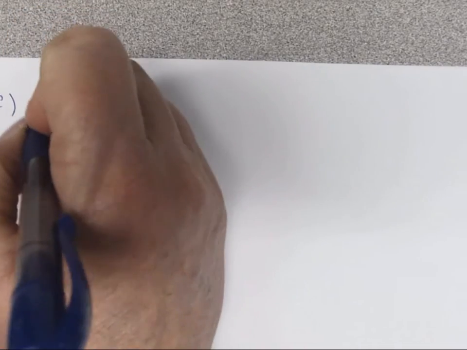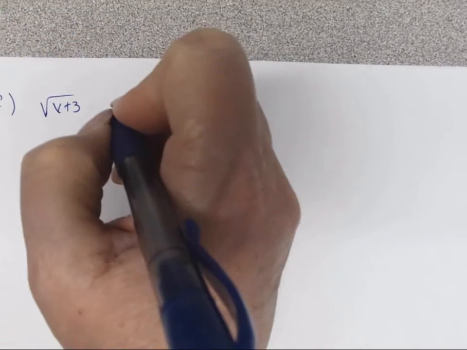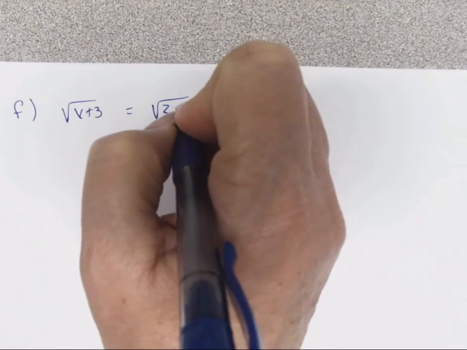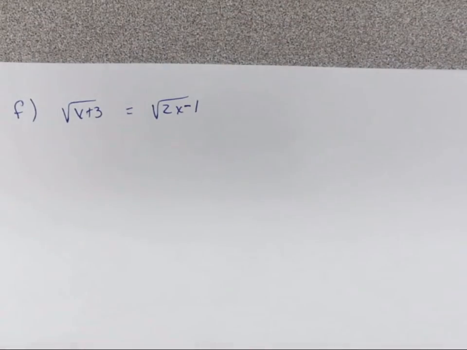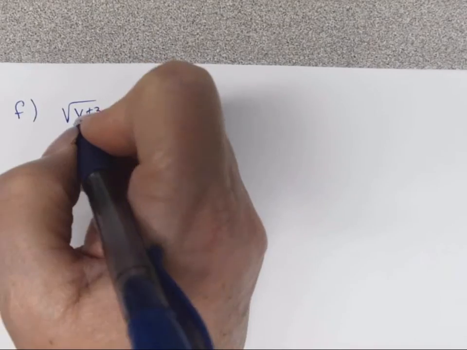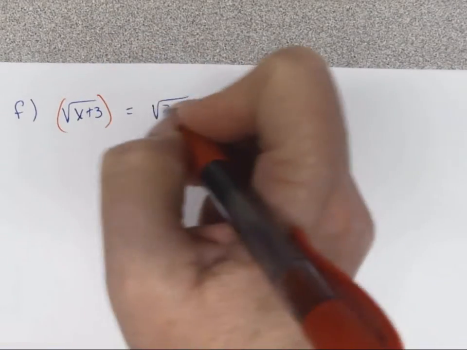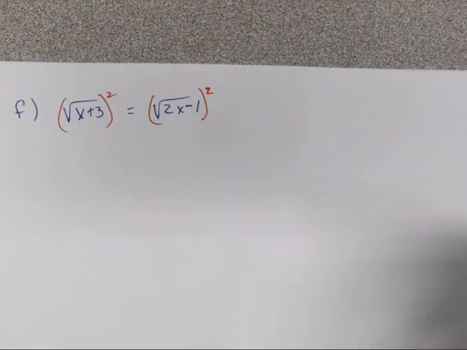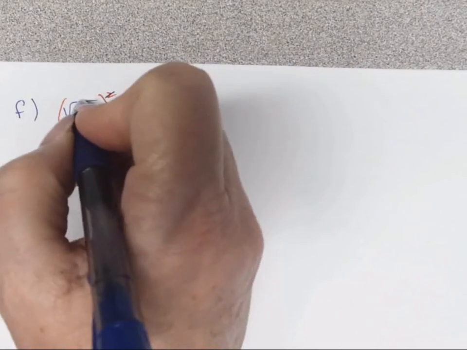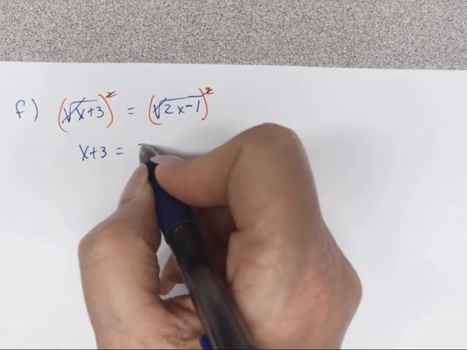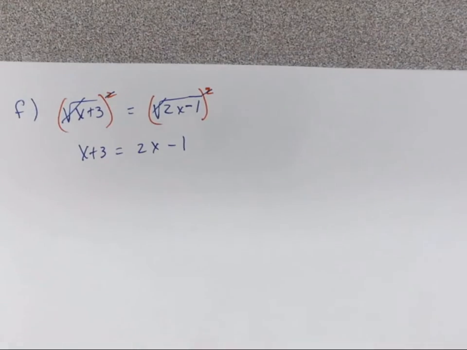So we have part F. We have the square root of x plus 3 equal to the square root of 2x minus 1. So this time we actually have two radicals, and they're both raised to the second power. So we're going to square both sides to clear our radicals. So we end up with x plus 3 equals 2x minus 1.